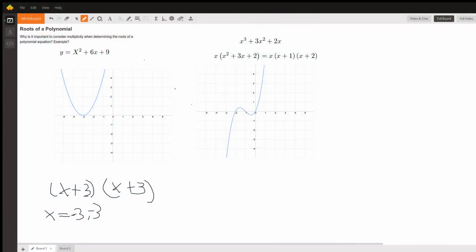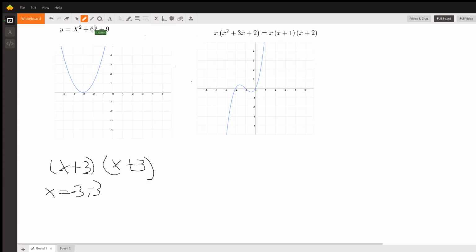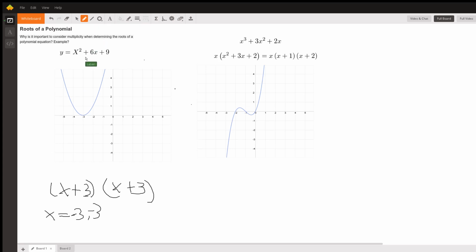Why is it important to consider multiplicity when determining the roots of a polynomial equation? It is important to determine the roots of a polynomial equation, especially their multiplicity, because that tells you how many times it'll bounce when it hits that number.